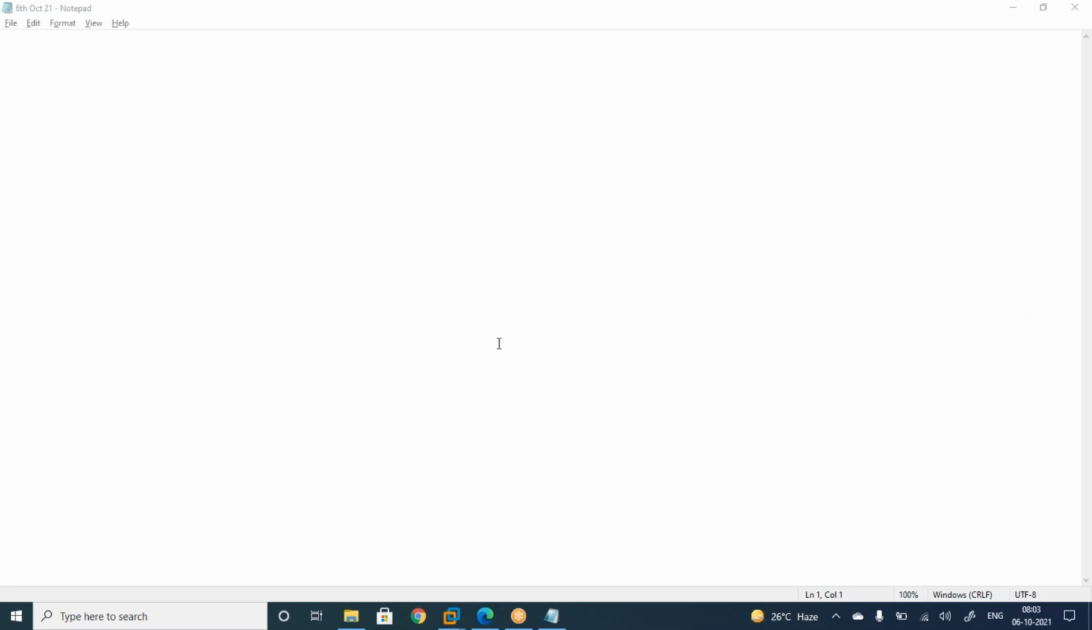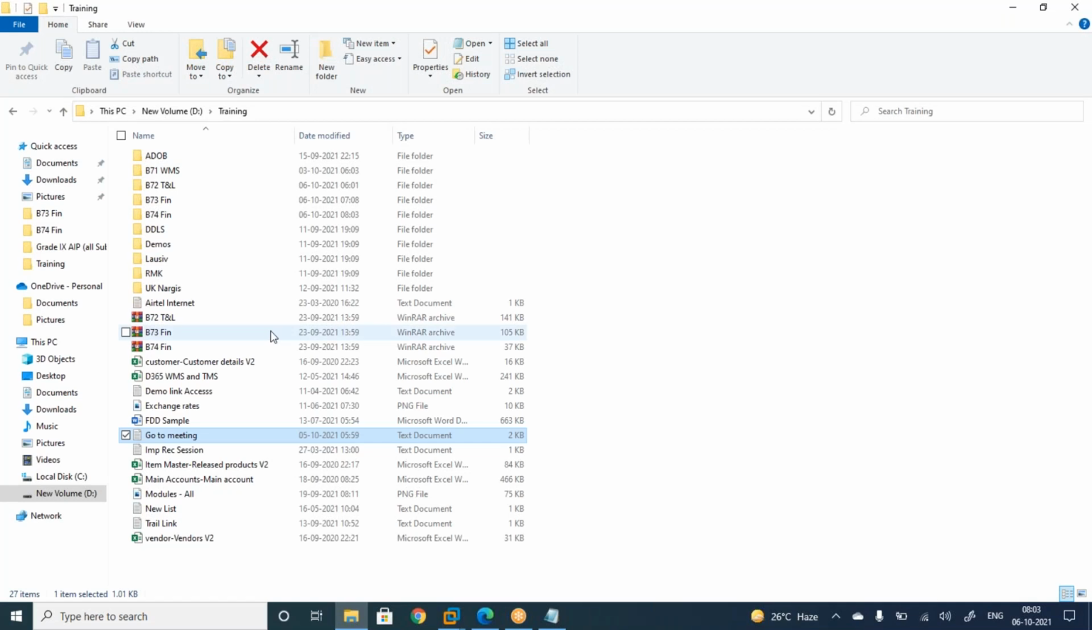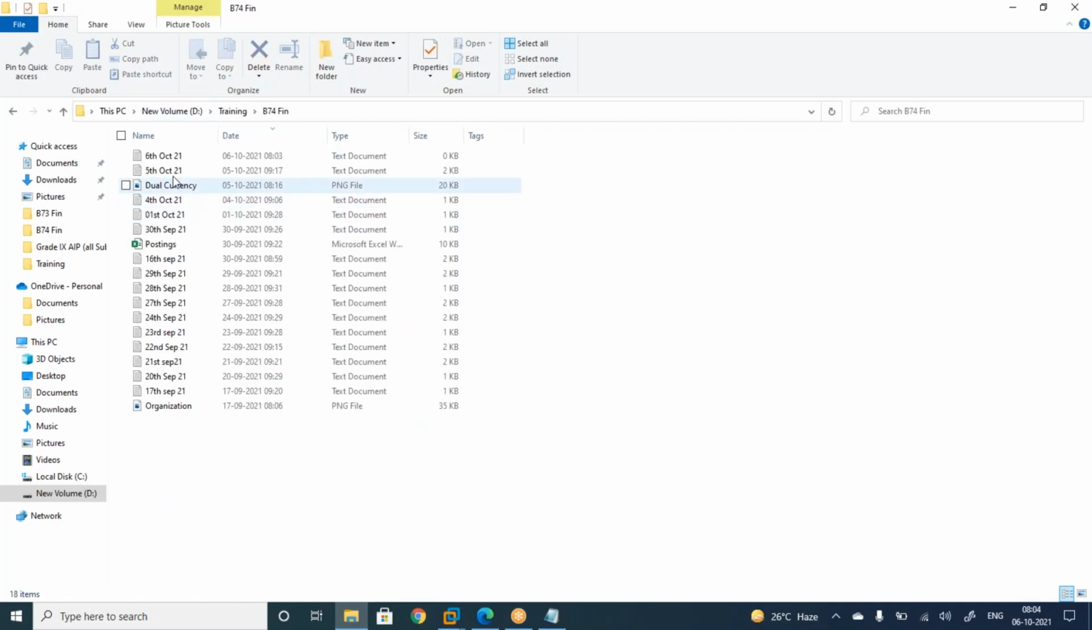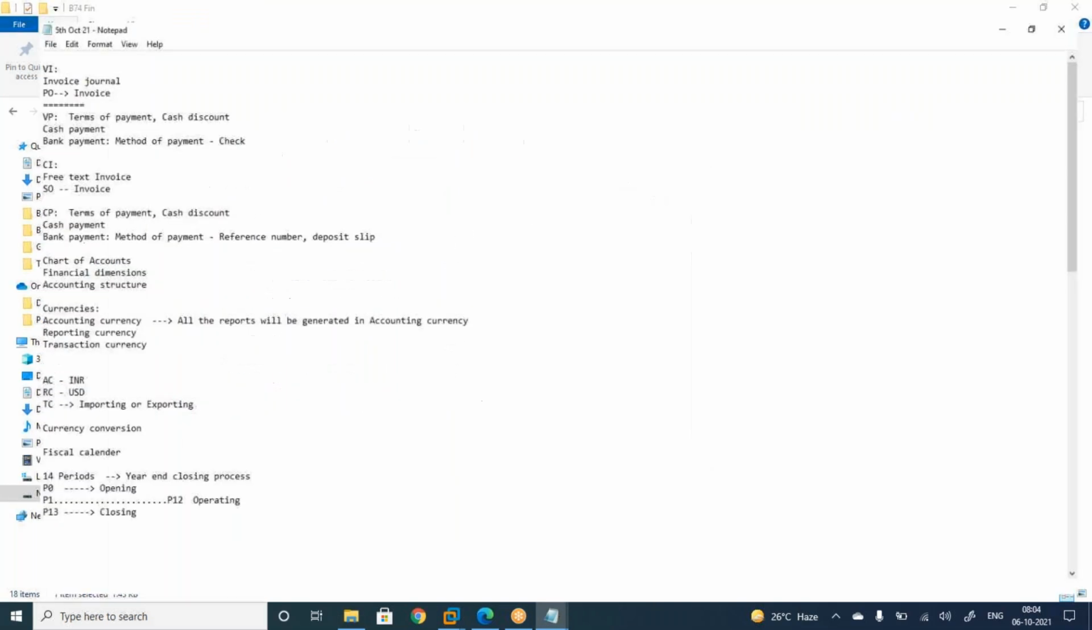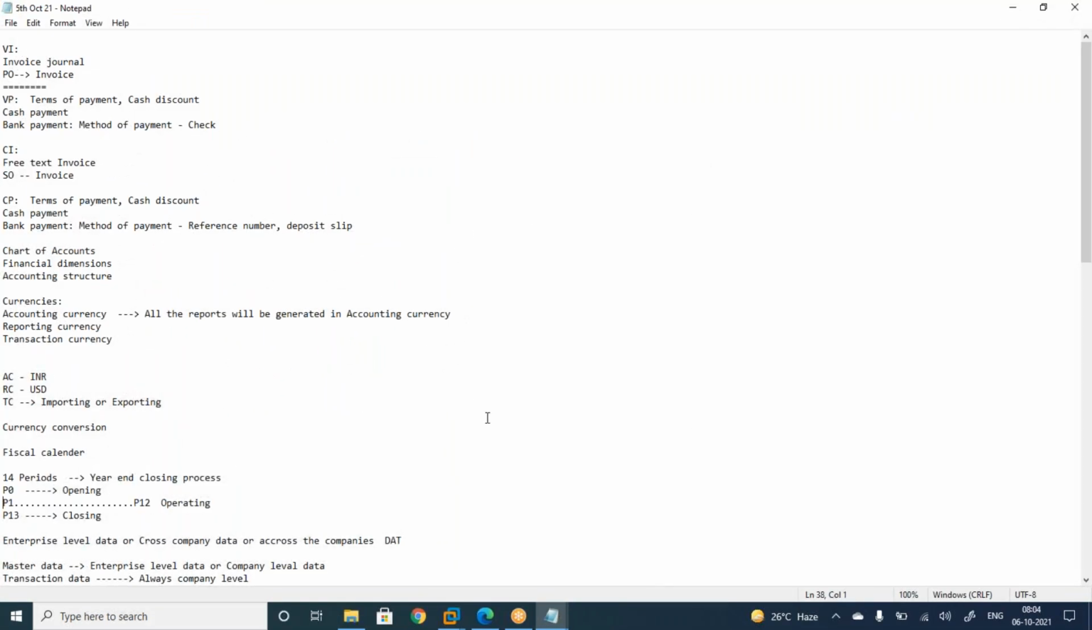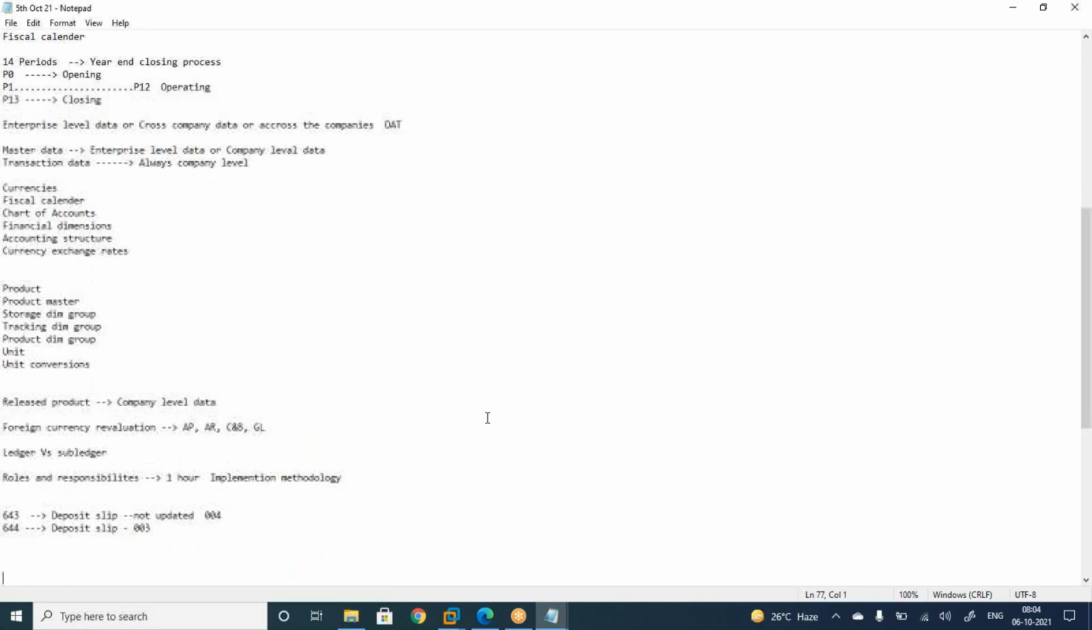Now, yesterday we learned about the exchange rate and dual currency concept. We recap. Let me go to yesterday's file. We understood about currencies and enterprise level data. One is enterprise level data, another one is dual currency functionality, which I have also explained.